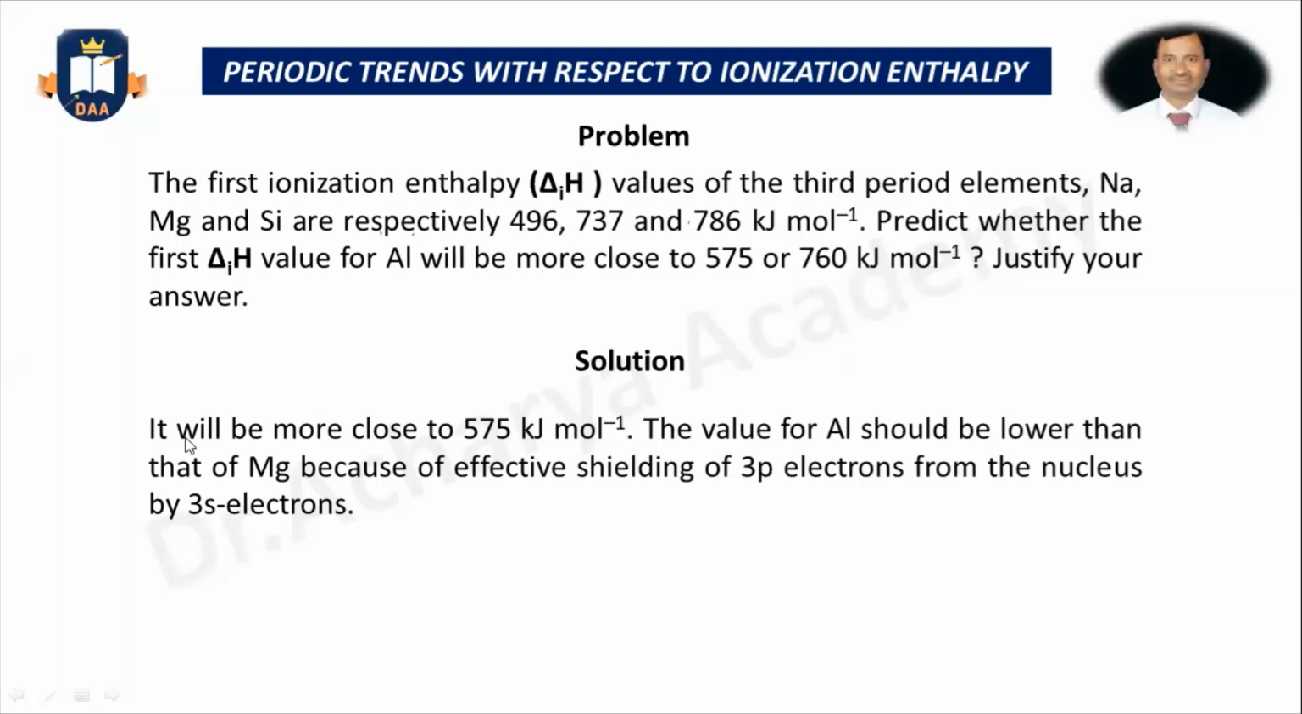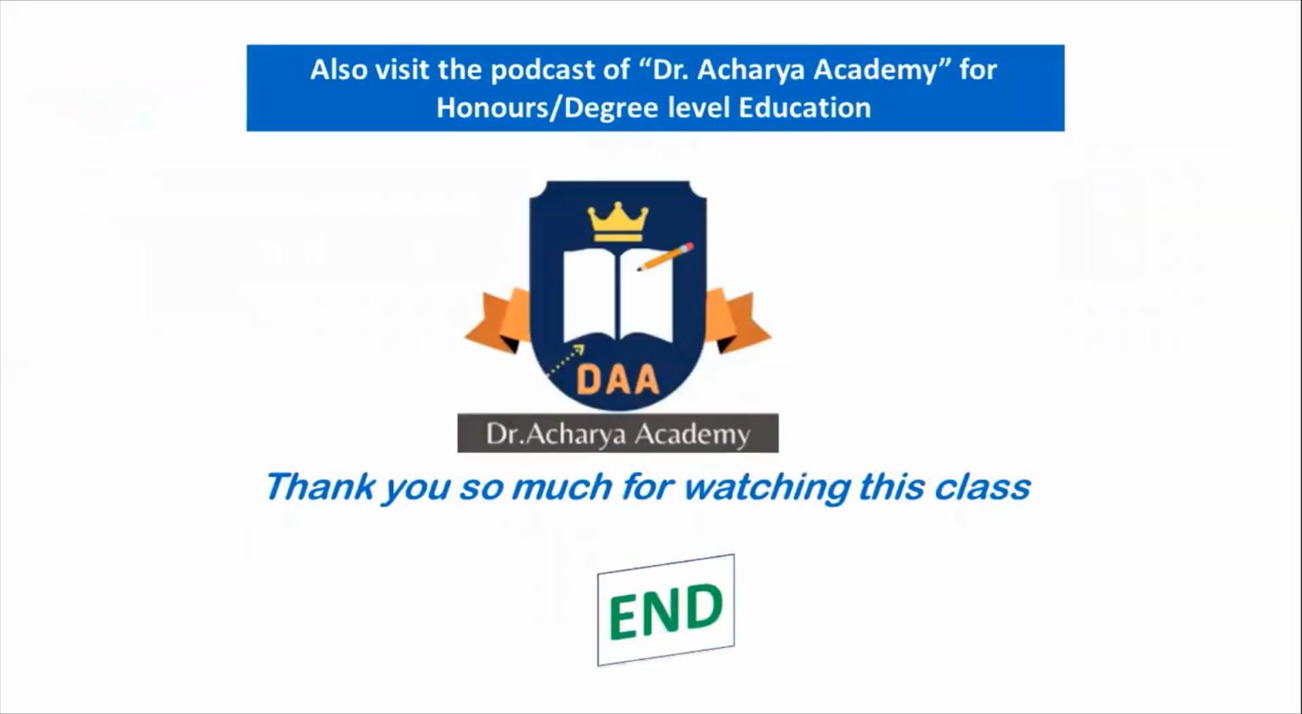What is the solution? It will be more close to 575 kilojoule per mole, because the value for aluminium should be lower than that of magnesium because of effective shielding of 3p electrons from the nucleus by 3s electrons. I hope that you understand this topic very clearly, and the periodicity of the ionization enthalpy.